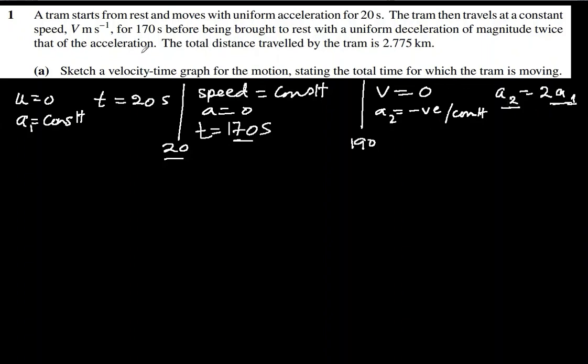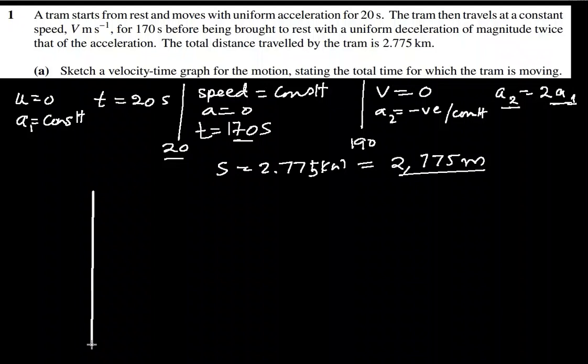The total distance traveled, total S, is 2.775 kilometers. Since we use meters, let's convert it to 2,775 meters. This is what we will need. Sketch a v-t graph for the motion, stating the total time for which the tram is moving. So we don't know the third one, but the graph will let us know.